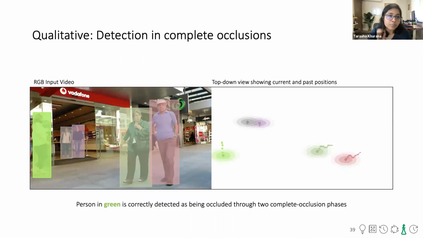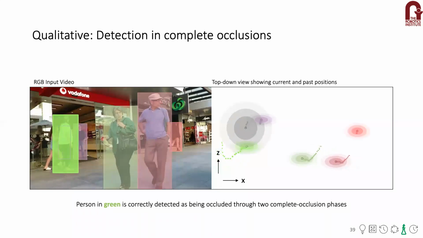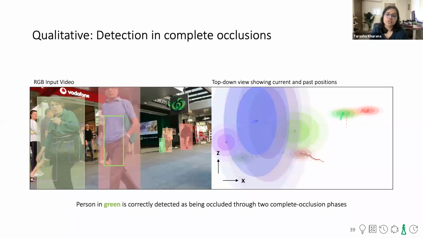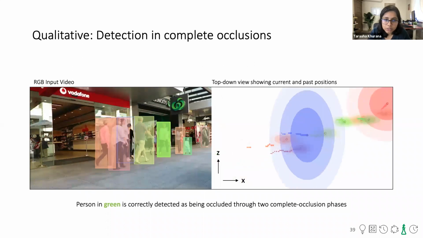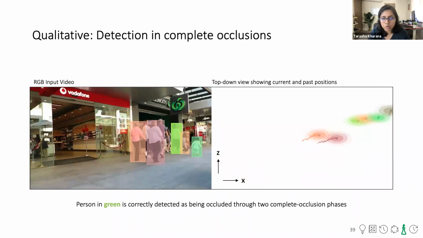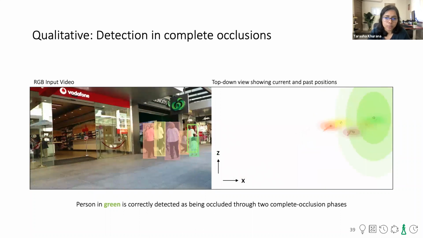Okay, so before going to numbers, I'll start with some qualitative results. So this is one of the most basic results where I show a person in green being detected through two complete occlusion phases. And simultaneously, its true depth is also recovered in the top-down view.